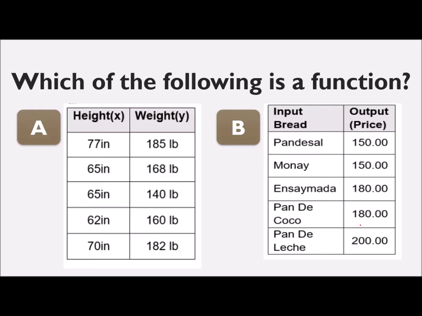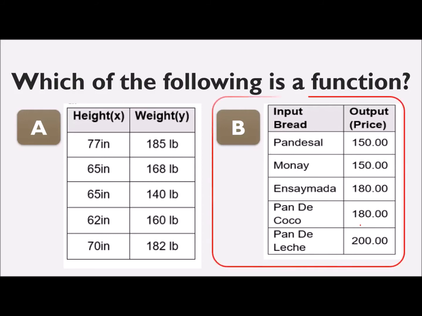Look at the values. Okay. So, the function here is letter B. Kasi kung mapapansin niyo dito sa letter A, naulit yung 65 inches. So, nag-violate na siya doon sa definition natin ng function. So, dito, okay lang maulit yung mga 150 and 180 because these are only values of y.